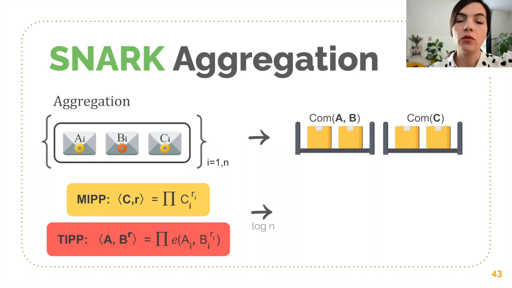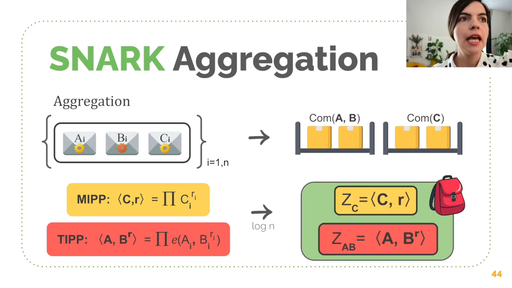And then we run the target inner product for pairings, where we have the vector A and the vector B exponentiated to the consecutive powers of the randomness R, and we show that these values satisfy the kind of equation that was required for the random linear combination, and send the final values of these inner products, ZC and ZAB, together with the proof that they were computed correctly.